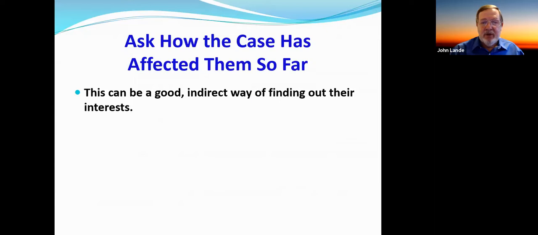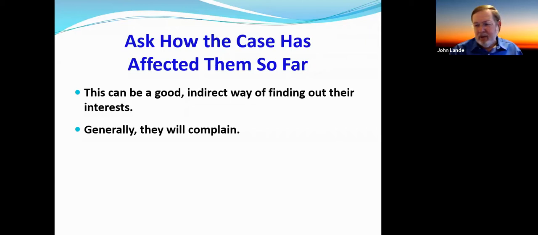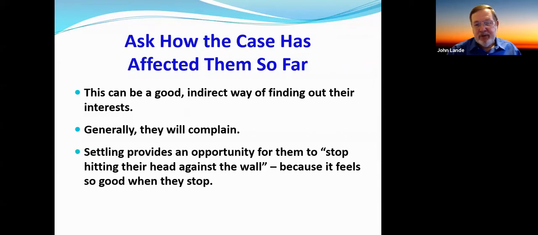Another good thing you can do is ask the client how the case has affected them so far. This can be a good indirect way of finding out their interests. Generally, they will complain, at least in the United States. Usually, not many people enjoy the litigation process. Even a lot of lawyers don't enjoy the litigation process. In the United States, it can be very stressful, even for lawyers. And so you can find out from clients what their expectations are and what the problems are. And settling provides an opportunity for them to stop hitting their head against the wall, because it feels so good when they stop. So what you want to do is figure out what is important to them and what the problems are so that you can help them solve the problems.